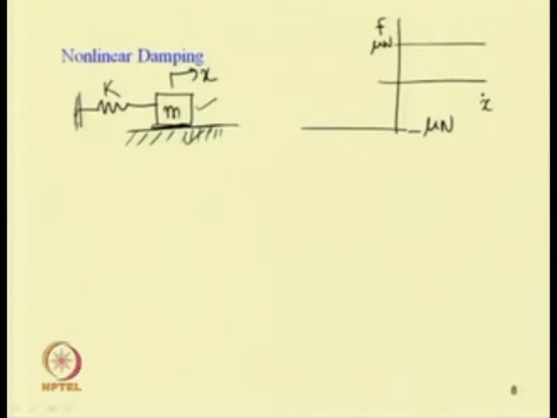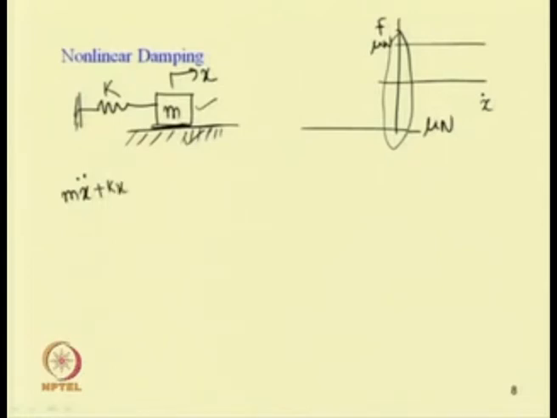One can note that when the velocity changes sign, the force changes from minus mu N to plus mu N. So there is a jump between minus mu N and plus mu N, and hence the system is no longer linear. So it is a nonlinear damping case. This equation can be simply written as m x double dot plus k x.